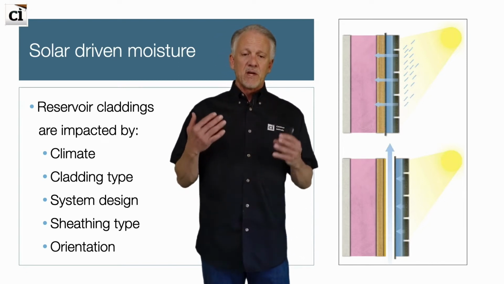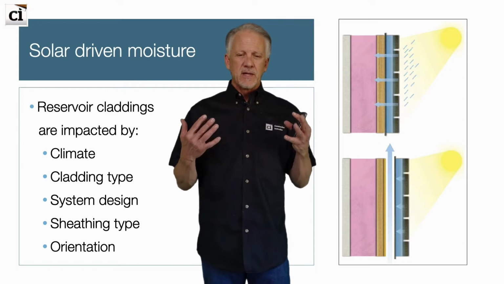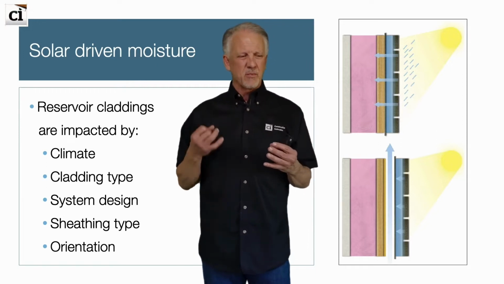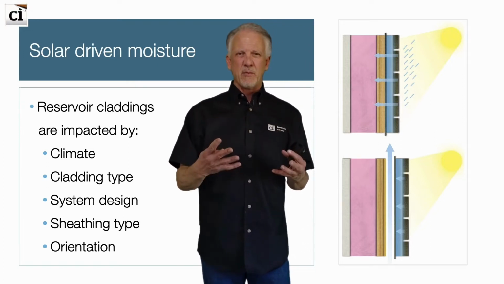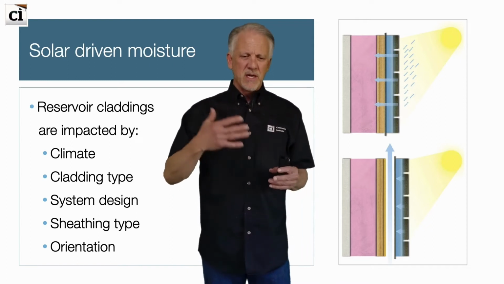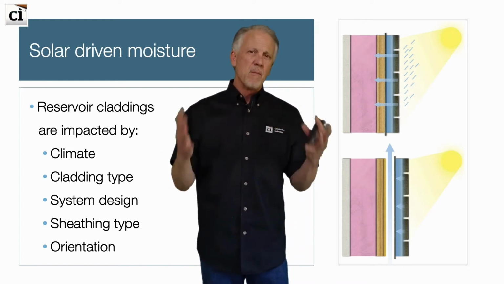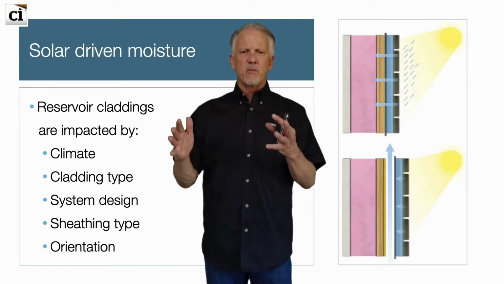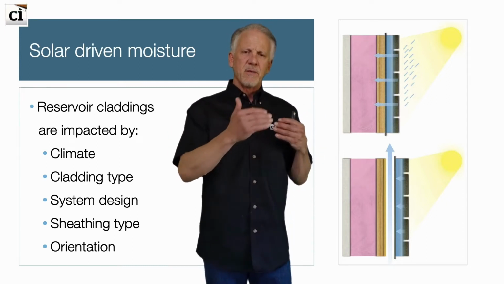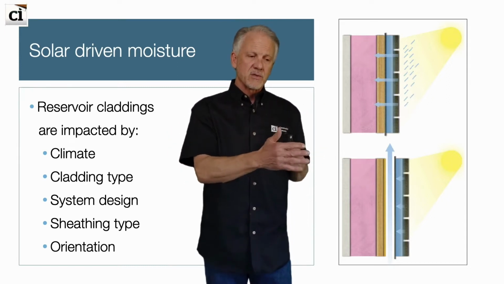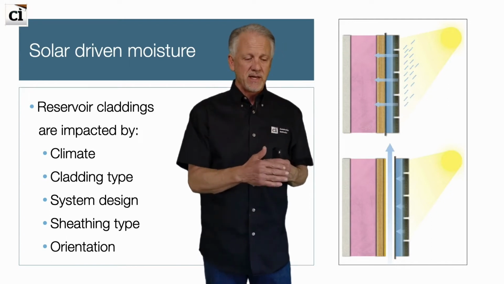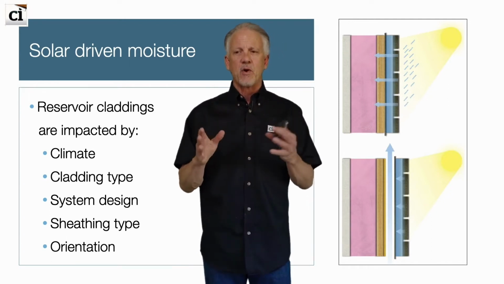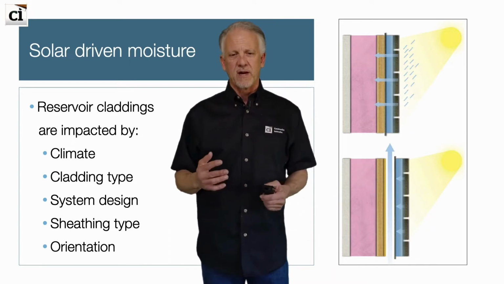The idea about looking at solar-driven moisture is about what's the climate we're in, what's the cladding type, what's the system design, what sheathing did we pick, is it gypsum, is it OSB, is it plywood, is it foam? Those all matter, and then orientation, what matters most. A building facing north, that north side surface will see less solar drive, obviously, getting less solar exposure, and a south wall, west wall can see more solar drive.